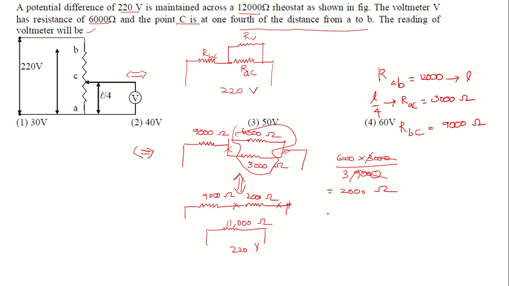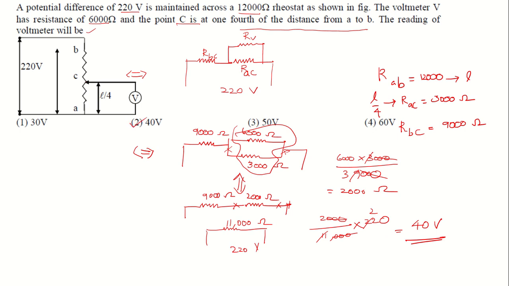So the potential is directly proportional to resistance. So that resistance divided by the total resistance, 2,000 by 11,000, into the total potential 220. So 0, 0, 0 cancel, 11 becomes 2, so 20 into 2, you get the answer as 40 volt. So that is the answer, and we get the answer as choice 2.